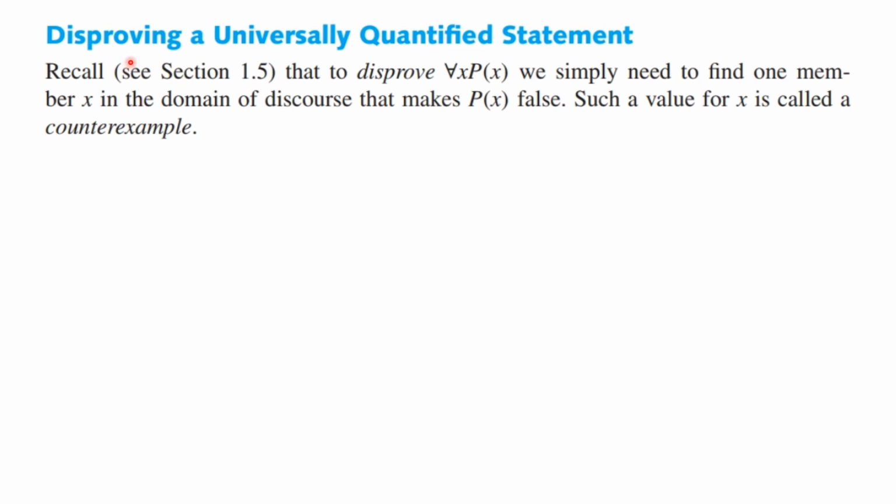Another thing we're going to talk about today is disproving a universally quantified statement. Recall that to disprove for every x, p of x, we simply need to find one member x in the domain of discourse that makes p of x false. Such a value is called a counterexample. So you see, this is easy to do, but sometimes you have to be quite creative to do it.